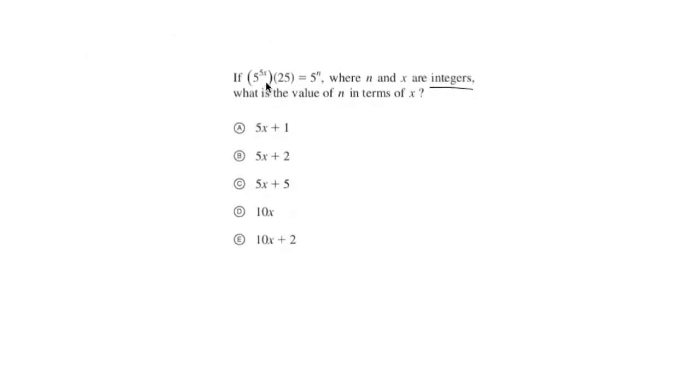If 5 to the 5x power times 25 is equal to 5 to the nth power, n and x are integers, what is the value of n in terms of x?